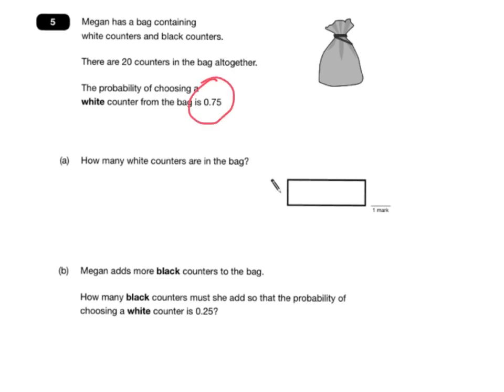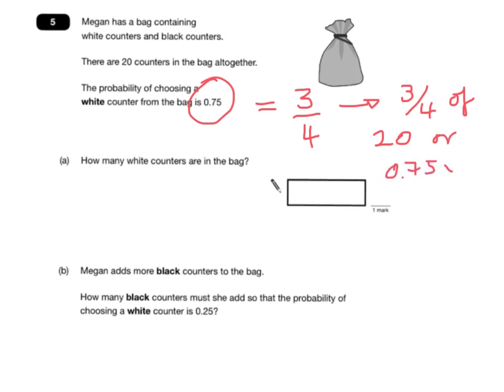Okay, so probability. The probability of getting a white counter is 0.75. You should know that that's the same as 3/4. So we're saying that 3/4 of the counters in the bag, of the 20 counters, are white. That's the same as 0.75 times 20, or 3/4 of 20, which you probably know is 15. So that would be the answer. There are 15 white counters.